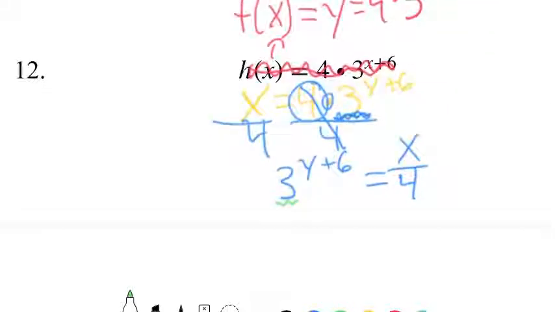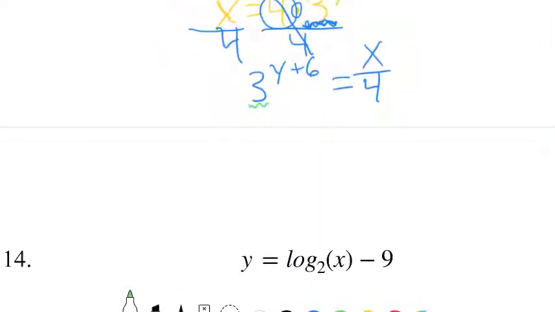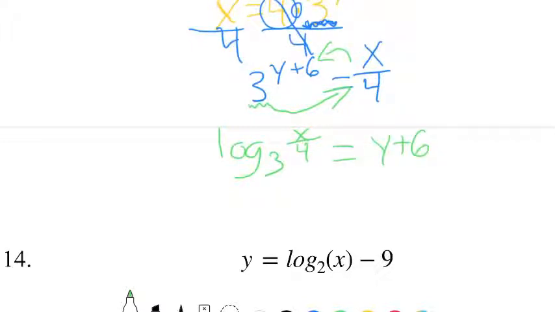Now we have our base of our exponent by itself, so now we can create our log. So now we have log base 3. Then we're going to take the log of whatever it's equal to, so x divided by 4, and set it equal to our exponent, which was y plus 6. Now is y by itself? Remember, that's the whole point of an inverse, is to get y by itself after flipping it.